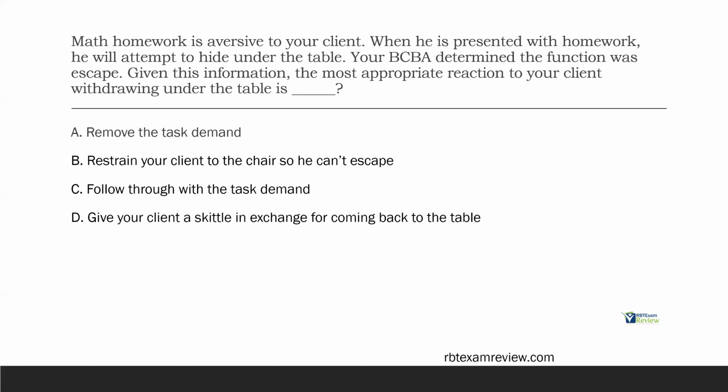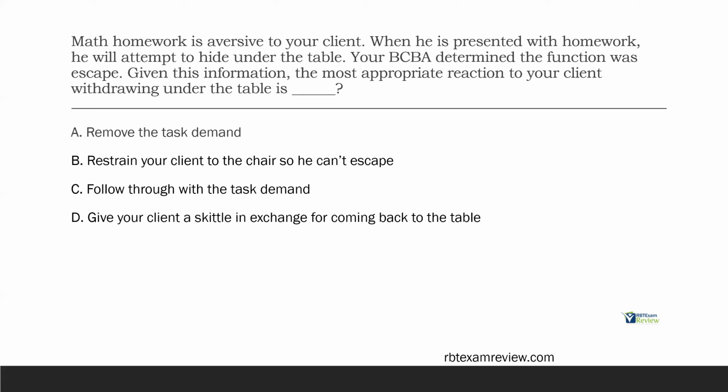So in this case, we know the function. The function is escape. So the behavior is happening to escape something, in this case, homework. So what is our best reaction? Should we A, remove the task demand? Well, if we remove the task demand, we're giving the behavior what it desires. We're reinforcing the behavior. The client wants to escape. If we remove the task demand, the client escapes. Therefore, we reinforce. So we don't want to do A.